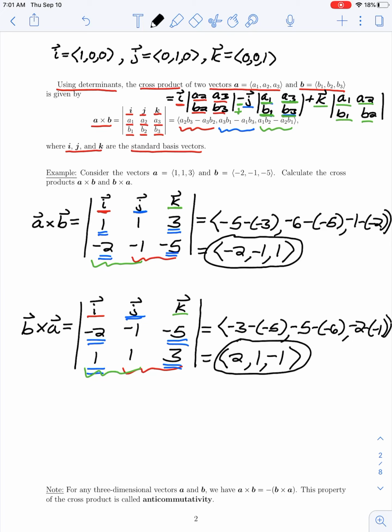So when we compare the two answers that we found here for A cross B and B cross A, we see that these two vectors are just negatives of one another. So here, I'll say note that A cross B is equal to the negative of B cross A. So these two vectors are of the same length, but they're pointing in the exact opposite directions of one another.